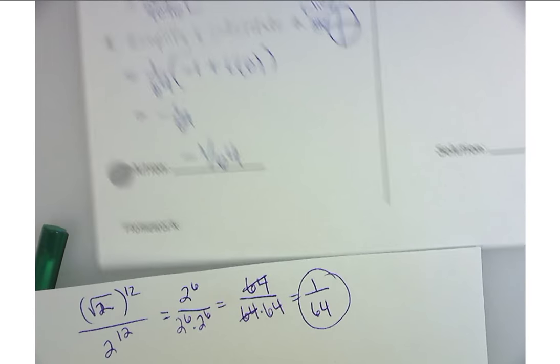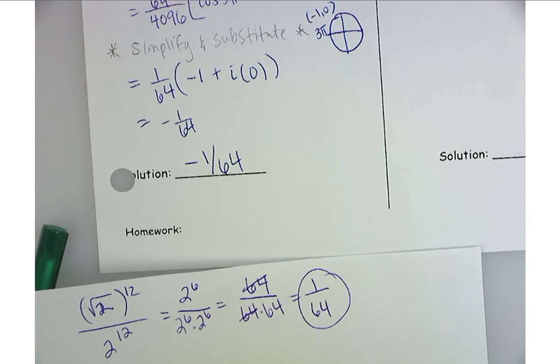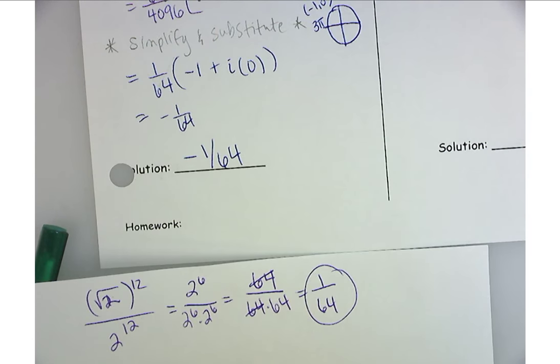Okay, so now I want you to do part B. So really you should be able to do all of part B. Again, you are going to simplify it down as much as possible. Your final answer will be written in the form A plus BI.